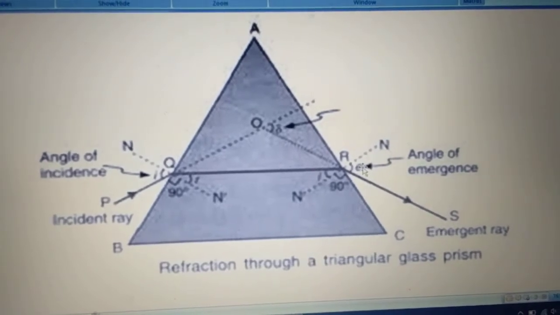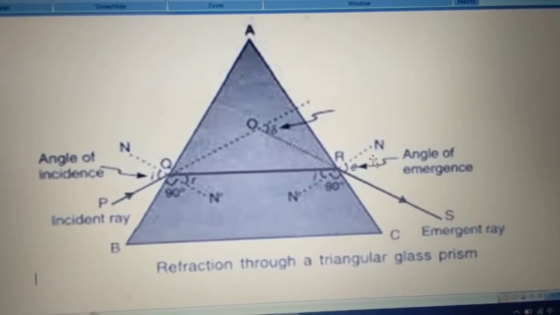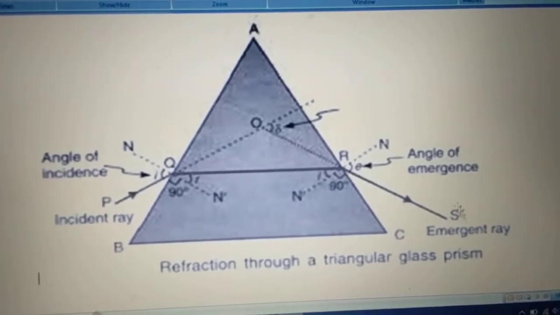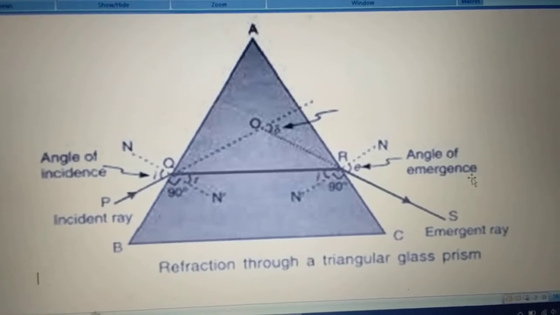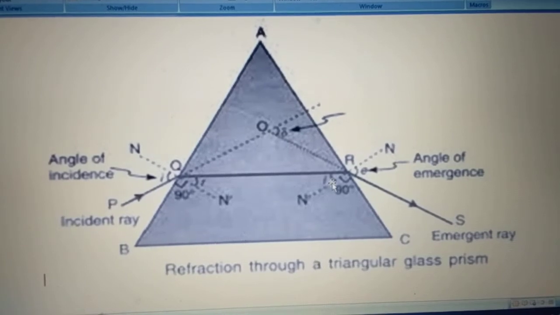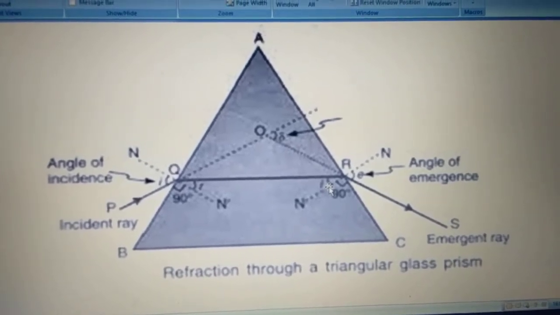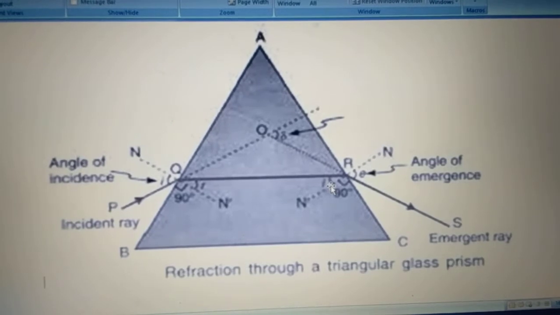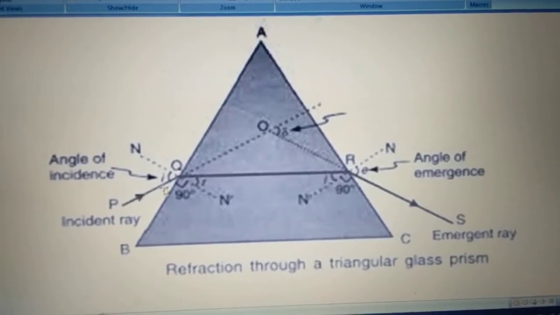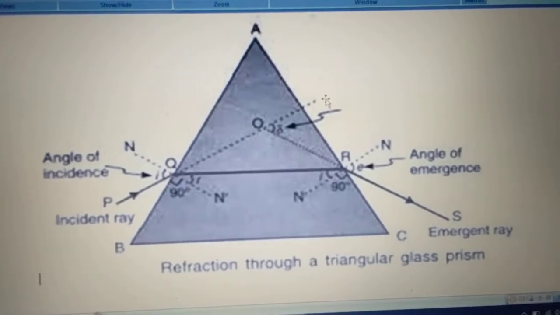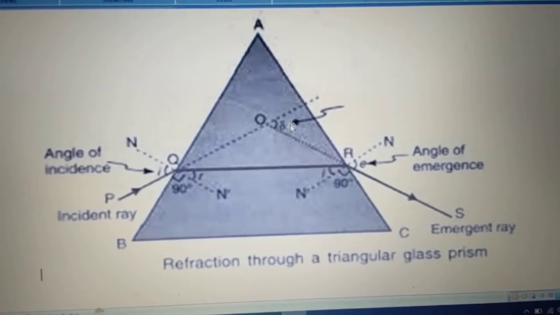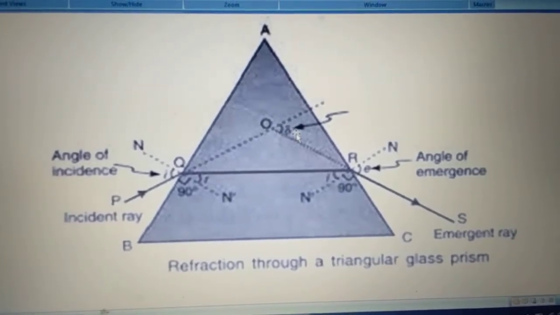Then here is the emergent ray. The angle between the normal and the emergent ray is termed the angle of emergence. Here is r and r here, that is termed the angle of refraction. The angle between the incident ray, which is passing like this, and the emergent ray, which is produced backwards, is termed the angle of deviation.